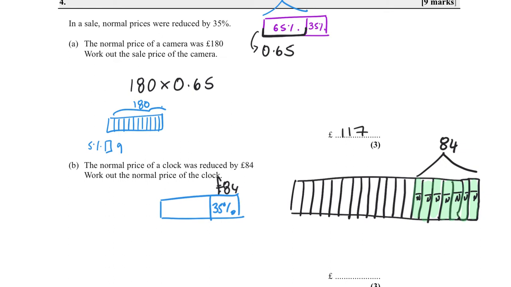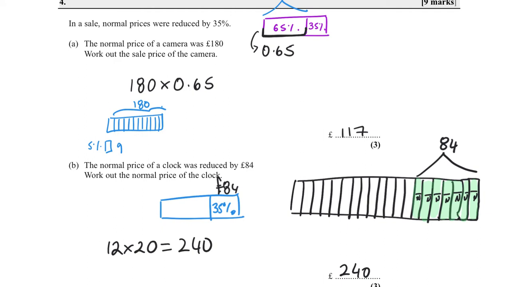Okay? So I want to work out the normal price. So I want to work out 100%. Okay, so how many 12s will I have in 100%? How many 5% in 100%? So I'm going to have to do 12 times 20, which equals 240. So the original price is 240. Again, this is a different way, isn't it? Yeah?